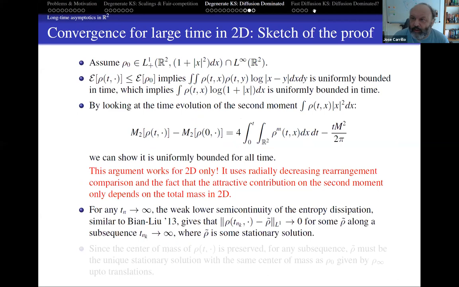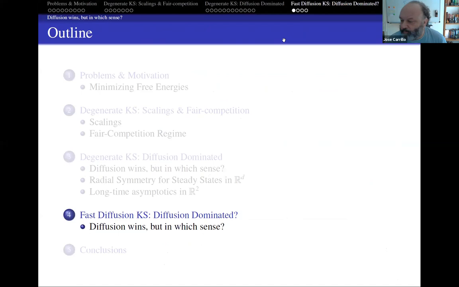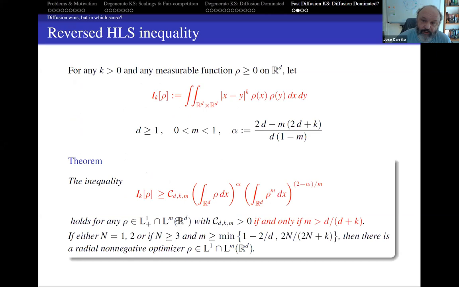I prefer to go to the last part because I don't have that much time, and concentrate on the fast diffusion regime. So again, I'm going to place myself in the regime that I'm going to call diffusion dominated. And again, I ask myself the same question as before, in the case of the nonlinear diffusion of porous medium type: what does it mean that the diffusion wins, in which sense, and under what conditions do we have these kinds of global minimizers of the energy?